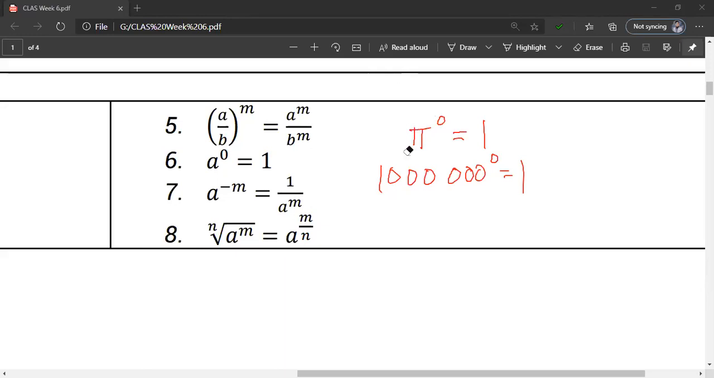Okay. Next po, we have a raised to negative m is equal to 1 over a raised to m. So, any number po, kapag negative ang exponent, ang gagawin natin is we will reciprocal the number. Let's take for example, variable na lang yung base, x raised to negative 3. Ang una natin gagawin class is to reciprocate the number.